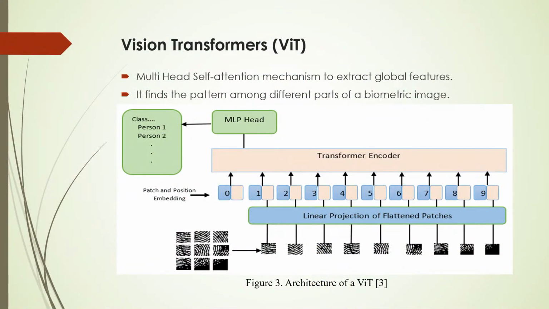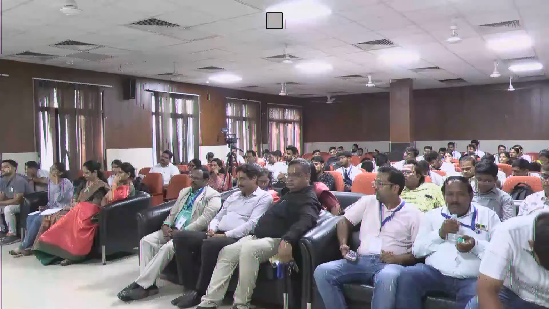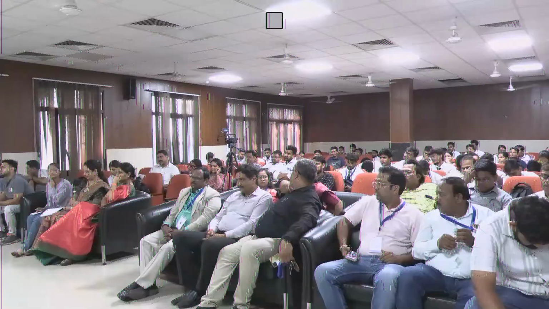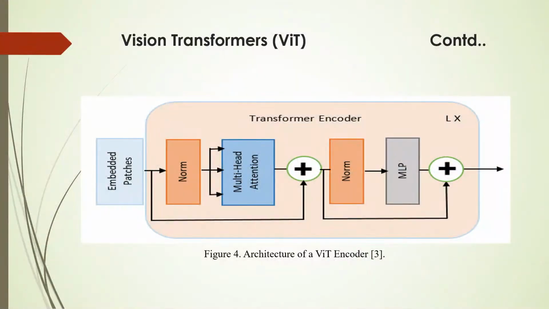This is the architecture for the vision transformer. A multi-head self-attention mechanism is used to extract global features. Basically it divides an image into partitions of patches. These patches are passed to the transformer encoder, which gives the classification results. This is the architecture of the transformer encoder that is used. It does not include any convolution layer, but it includes multi-head attention and MLP. MLP stands for multi-layer perceptron.